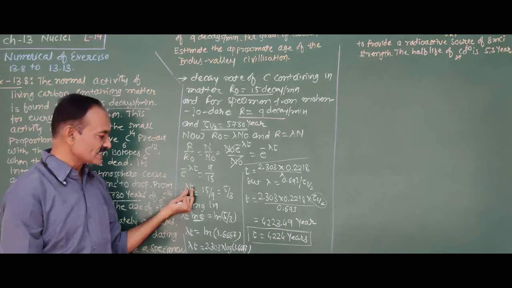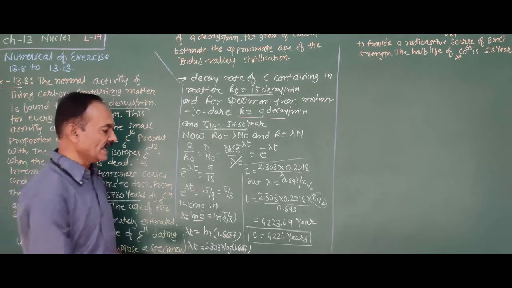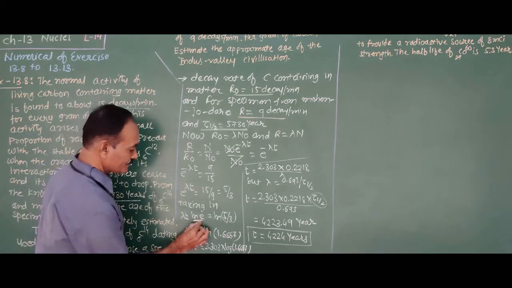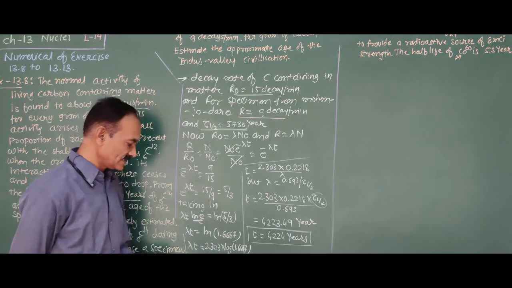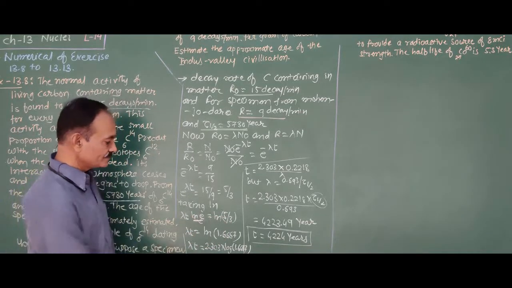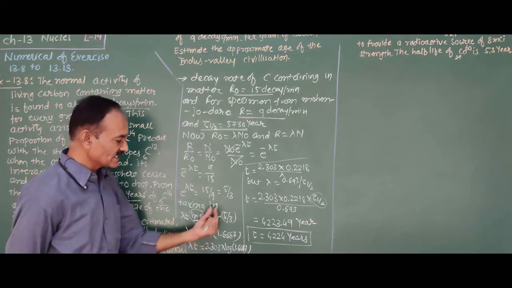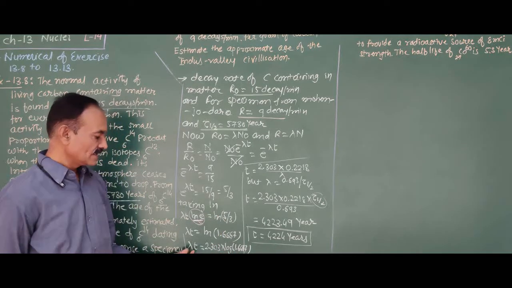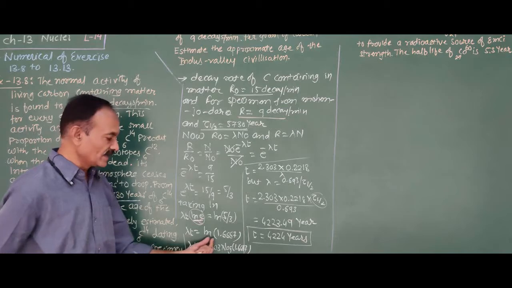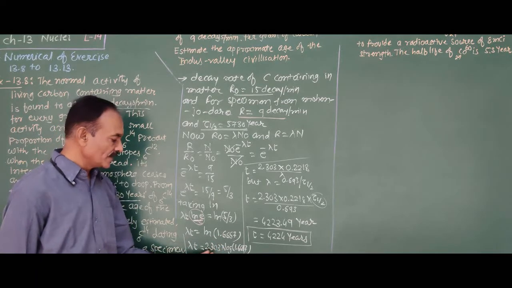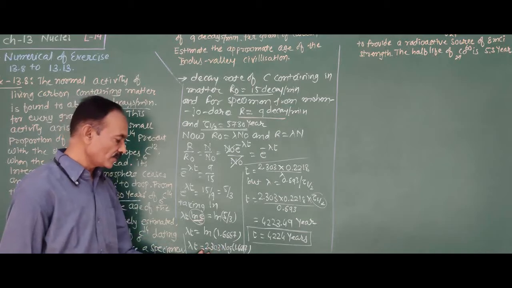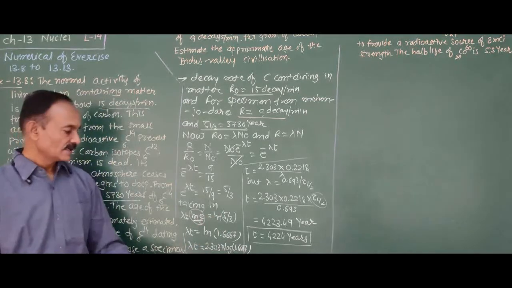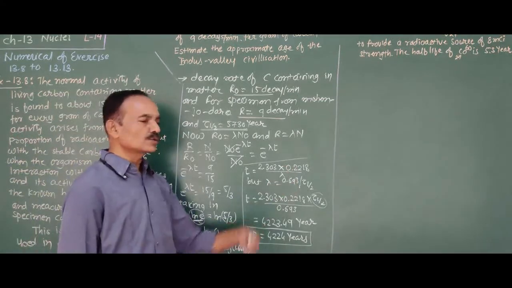We are interested in finding out t. Therefore, taking ln, lambda t ln e, with base e, is equal to ln of 5 by 3. This value is 1. Therefore lambda t is equal to ln 1.6667, which is the simplification of 5 by 3. Convert into log: lambda t is equal to 2.303 into log 1.6667. The value of log 1.667 is 0.2218.